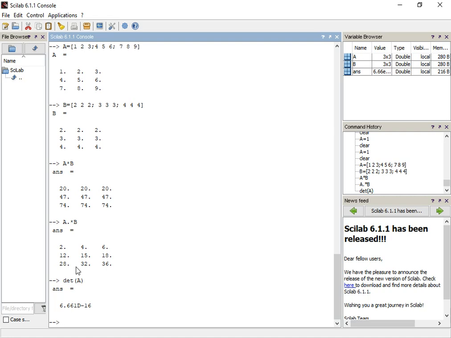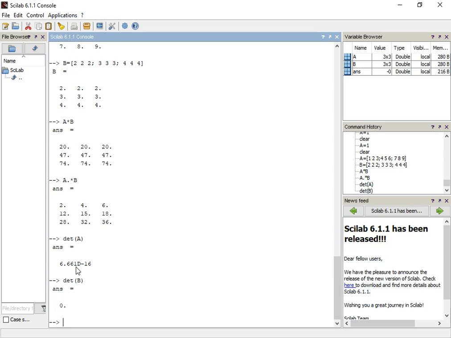This software is giving you the approximate answer, not the exact one. That's why we are getting not exactly 0. If I find the determinant of B, what the answer is, it is clearly 0. So you know that this matrix is not invertible. None of them. So let me write some matrix which is invertible.